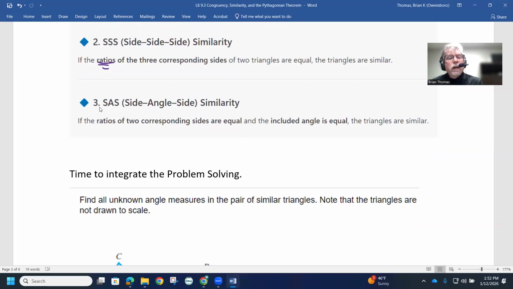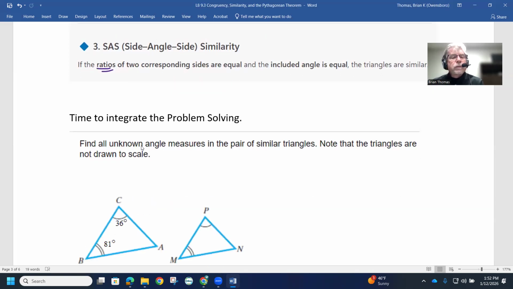So we have a side angle side similarity. If the ratios of the two corresponding sides are equal and the included angle is equal, the two triangles are similar. Notice that congruence means something a little bit different than proportions and ratios. So watch out there. We're comparing the ratios of the two sides. We'll see that in some examples here.